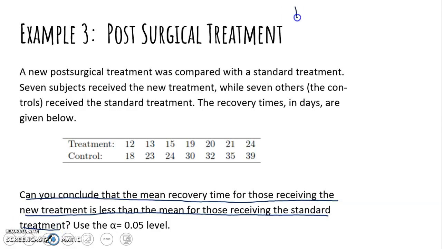So I'm going to write the null and the alternate statement up here because there's not a whole lot of room on this page. So the mean of the treatment group is equal to the mean of the control group. That would be our null. Our alternate statement usually goes along with the claim. They're claiming that the new treatment times would be less than the mean of those receiving the standard treatment. So the mean of the new treatment times is less than the mean of the standard treatment or the control group.